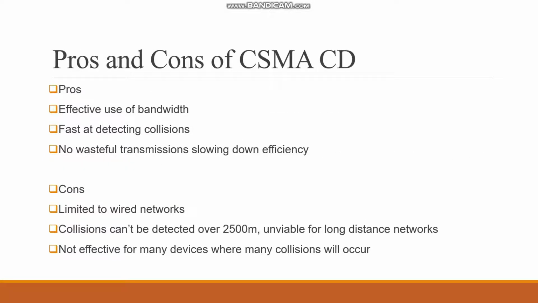The pros and cons of CSMA/CD. The pros are it's an effective use of bandwidth, it's fast at detecting collisions, and there are no wasteful transmissions slowing down the efficiency. The cons are it's limited to wired networks, collisions can't be detected over 2,500 meters, which makes it unviable for long distance networks, and it's not effective for many devices where many collisions will occur.